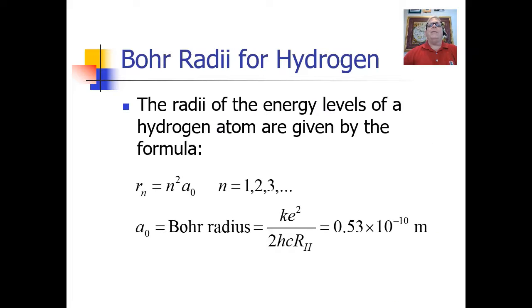We could rewrite that formula like this. We could just say that the different radii that are possible in a hydrogen atom are equal to n squared times a naught, where a naught is the so-called Bohr radius, and n is the integers 1, 2, 3, etc. This Bohr radius is all the other numbers in the formula that were constant, ke squared over 2 Planck's constant times speed of light times R_H. And it's a distance of about 0.53 times 10 to the minus 10 meters.